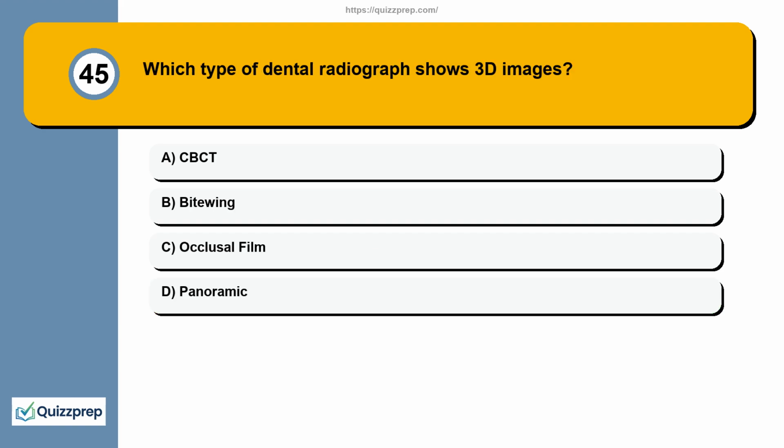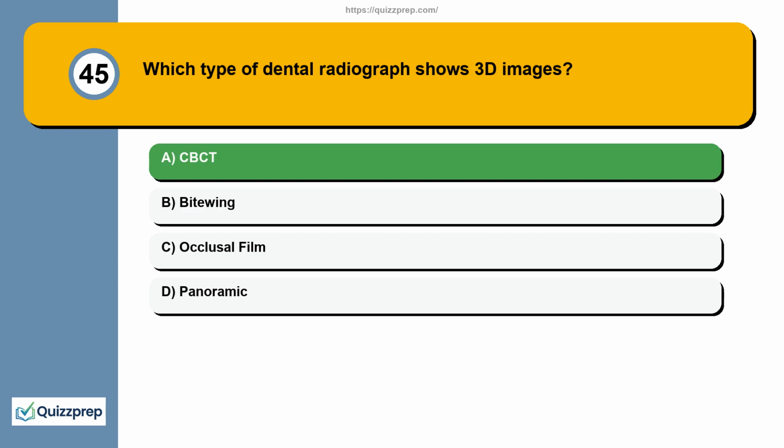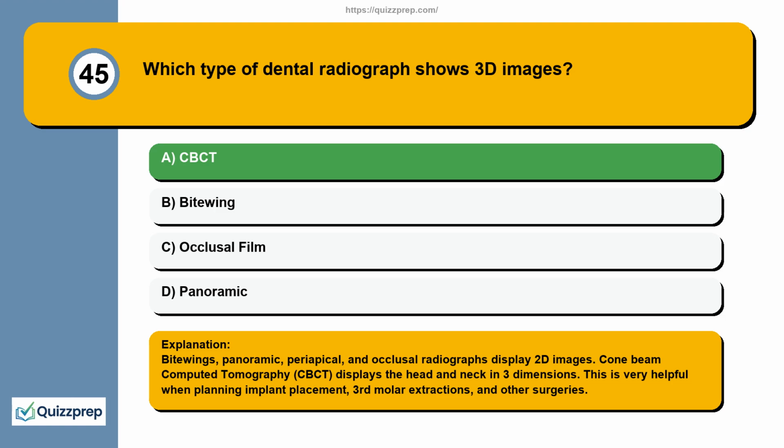Question 45. Which type of dental radiograph shows 3D images? CBCT, bite wing, occlusal film, panoramic. Bite wings, panoramic, periapical, and occlusal radiographs display 2D images. Cone beam computed tomography, CBCT, displays the head and neck in 3 dimensions. This is very helpful when planning implant placement, third molar extractions, and other surgeries.